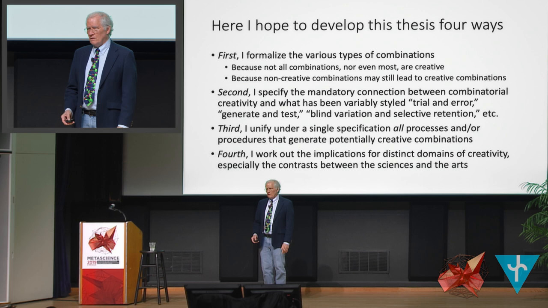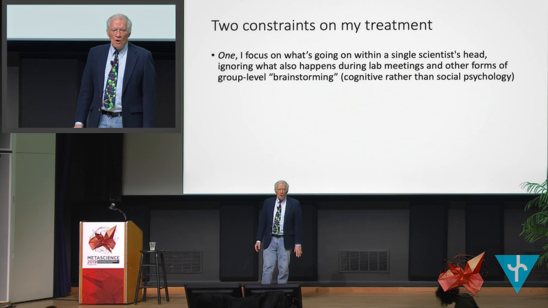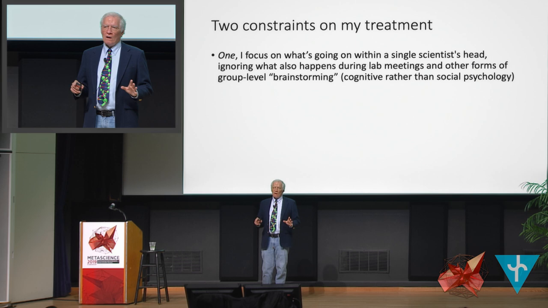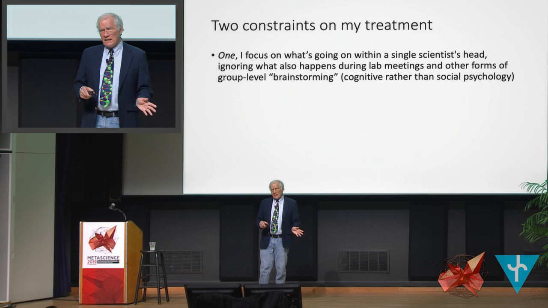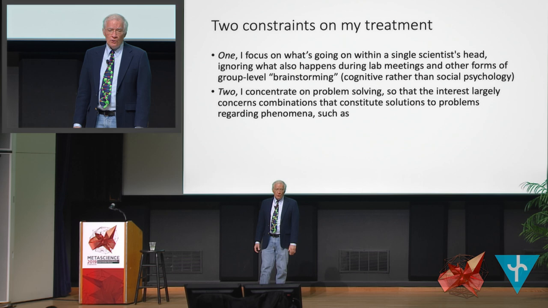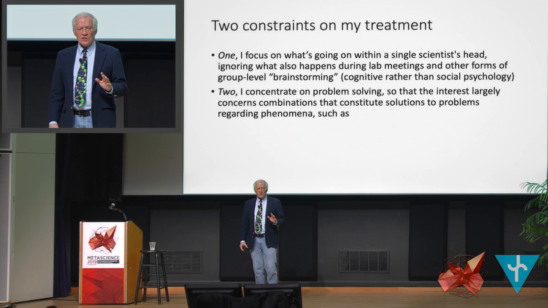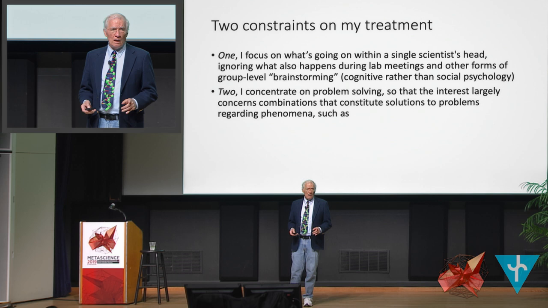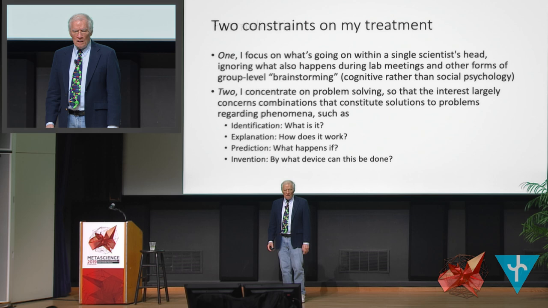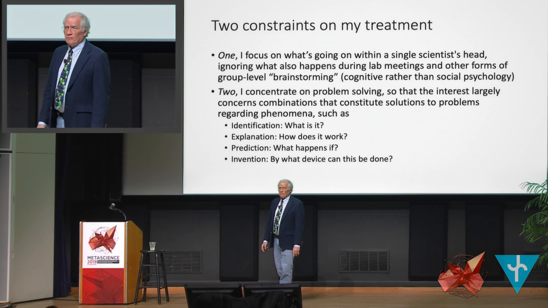I'm going to impose two constraints on my treatment. One, I focus on what's going on inside of a single scientist's head, ignoring what also goes on in lab meetings and other forms of group-level brainstorming. So this is cognitive rather than social psychology, which is ironic because I got my degree in social psychology. Two, I concentrate on problem solving, so that the interest largely concerns combinations that constitute solutions to problems regarding phenomena, such as identification, what is it? Explanation, how does it work? Prediction, what happens if? And invention, by what device can this be done?